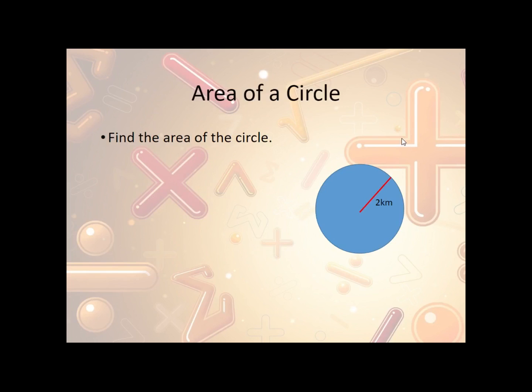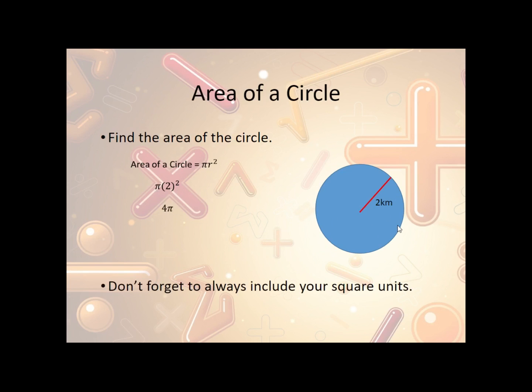Now let's take a look at how we find the area of a circle. So the area of a circle is pi r squared. Well, in this case, they gave us r. R is 2. So this becomes pi times 2 squared. And 2 squared is 4. So that's 4 pi. And then again, don't forget your units. They did it in kilometers. And we are finding the area, so it becomes kilometers squared. So this is 4 pi kilometers squared.